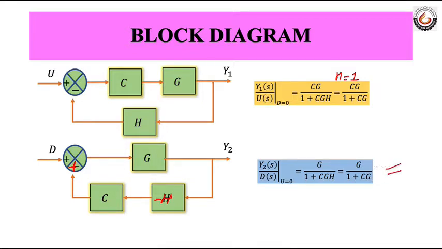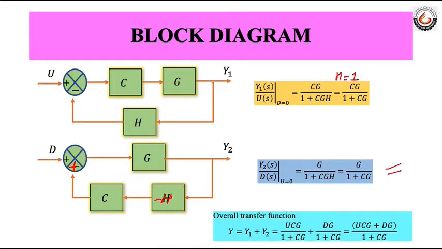Now my overall output Y can be written as Y1 plus Y2. By the principle of superposition, Y is CGU by 1 plus CG plus DG by 1 plus CG. So this is my overall transfer function.